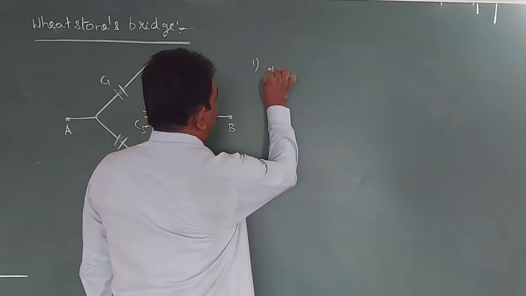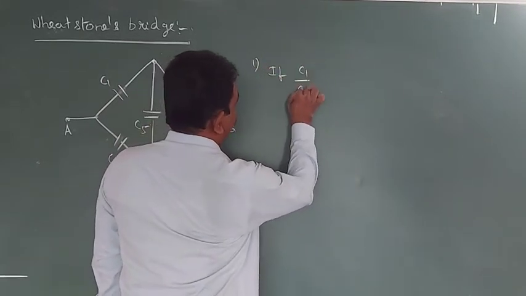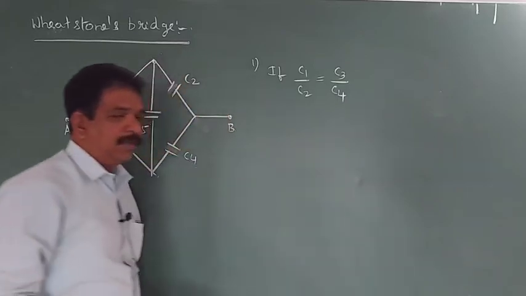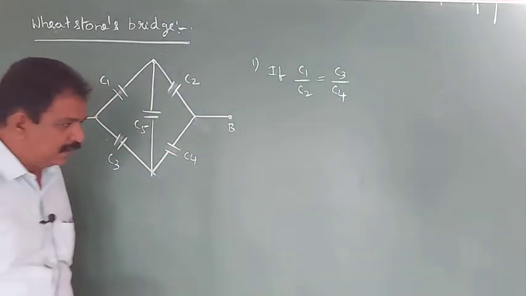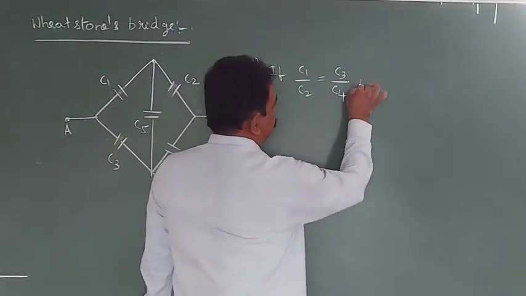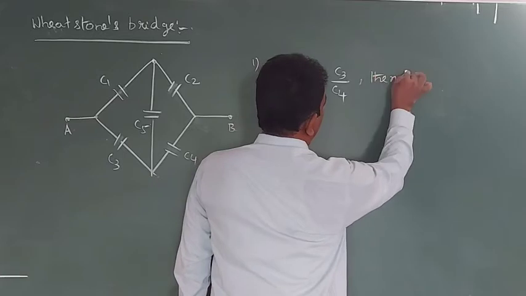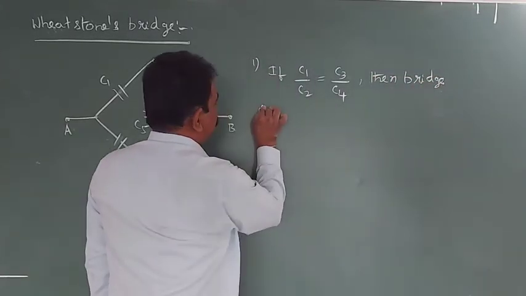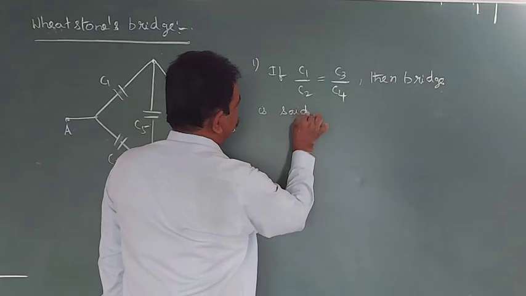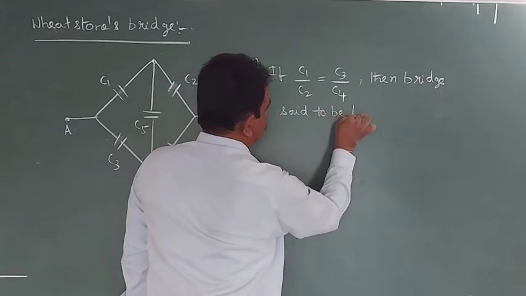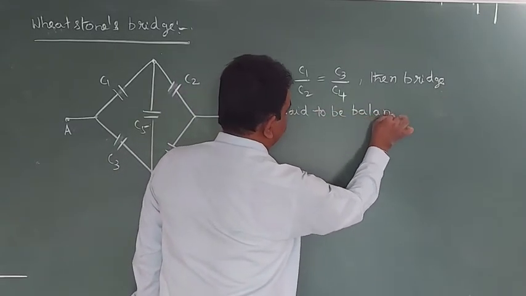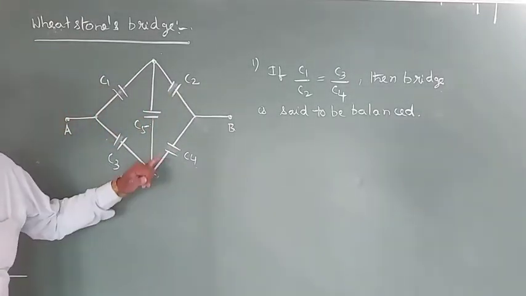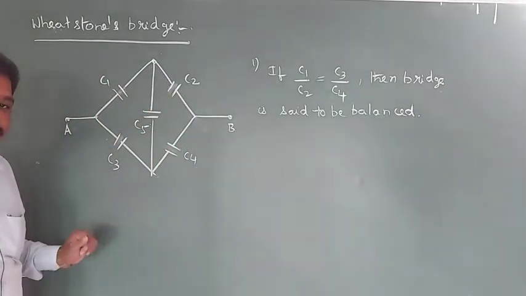First point, if C1 by C2 is equal to C3 by C4, then the bridge is said to be balanced. Bridge is said to be balanced if C1 by C2 is equal to C3 by C4. Clear?